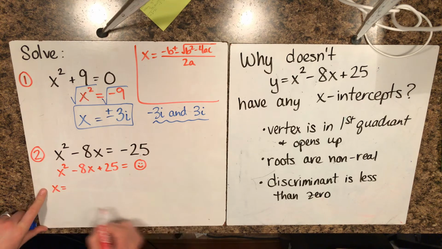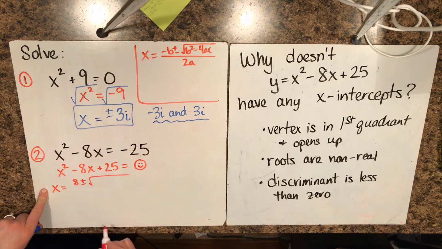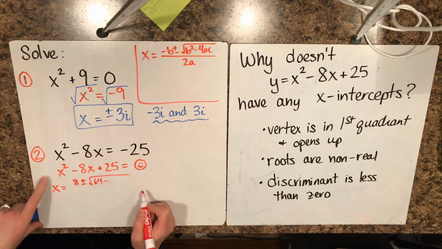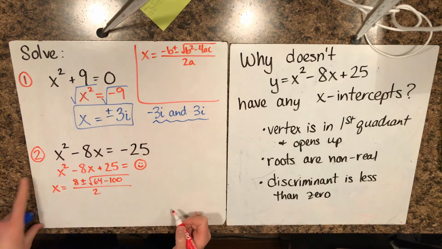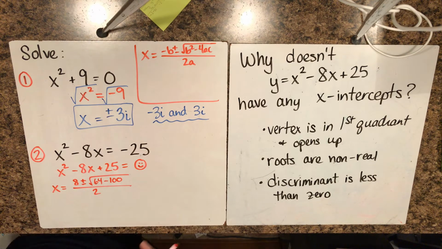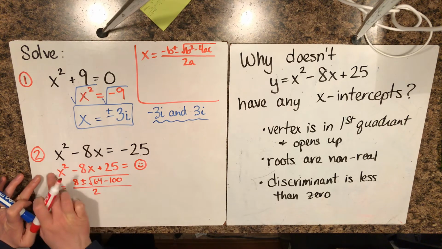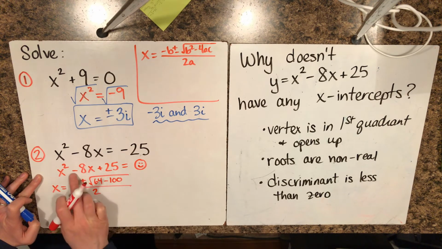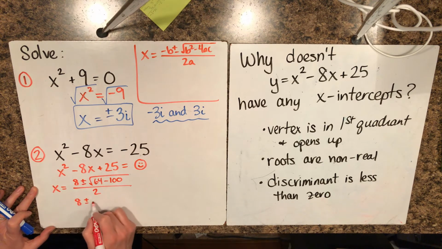So if you like the song, quadratic formula is negative b plus or minus the square root of b squared minus 4ac all over 2a. Okay, yes, I know I'm not a good singer, but 4 times 1 times 25 is 100. Negative 8 squared is a positive 64. So this is 8 plus or minus the square root of negative 36 all over 2.